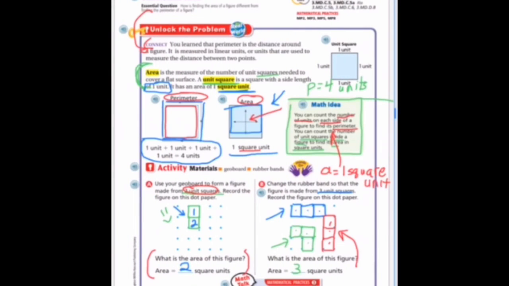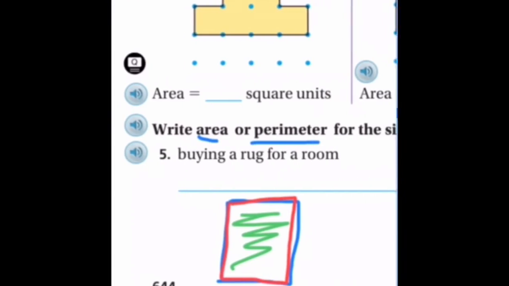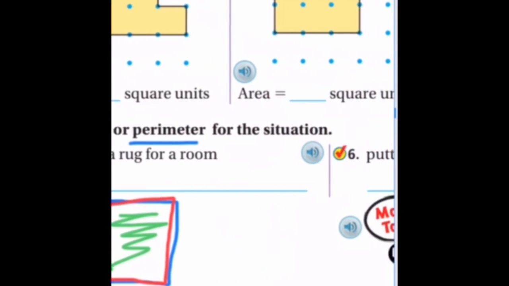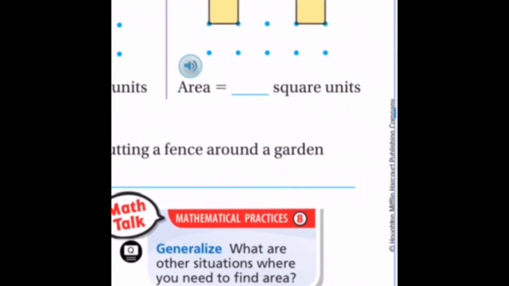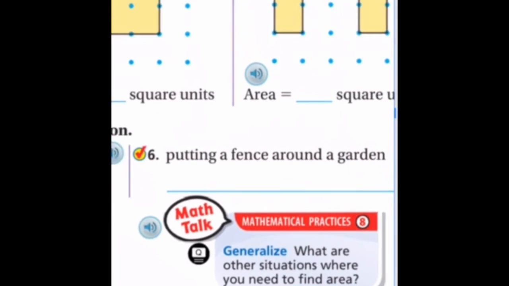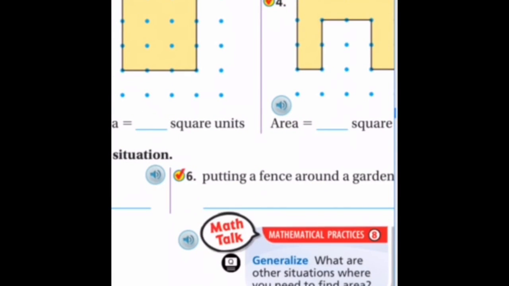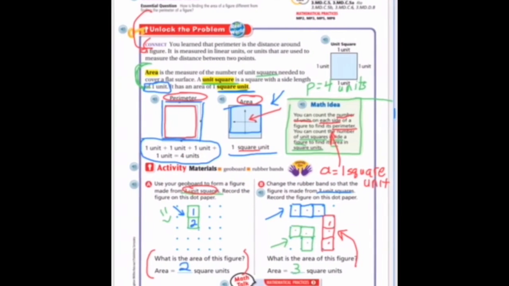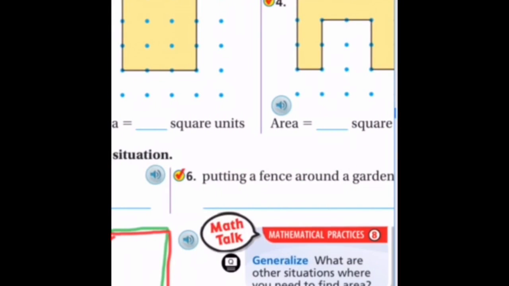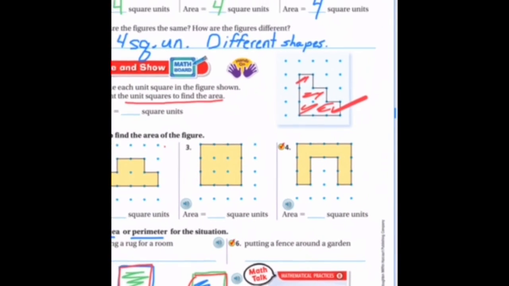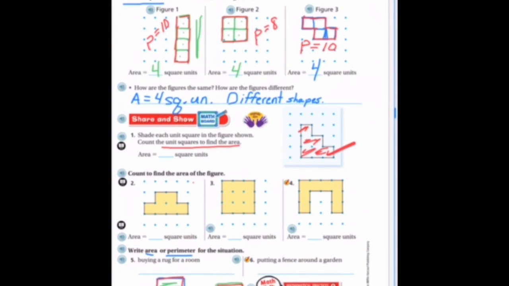Whoops, sorry about that. I got a little carried away. And then putting a fence around a garden. If you're putting a fence around a garden, I'll draw a fancy fence here. Do you need to know the distance all the way around the garden? Or do you need to know, holy smokes, there we go. Or do you need to know what's inside the garden? So go ahead and fill out share and show, and then I can check it for you and you can move on to your assignment.